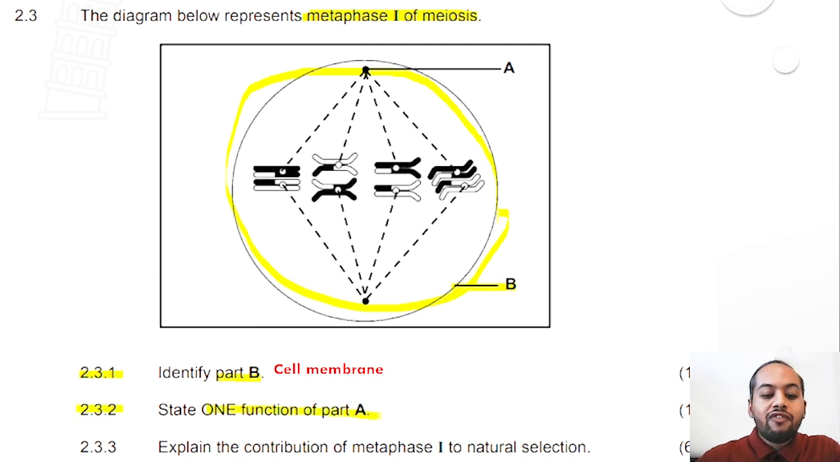2.3.2, state one function of part A. Part A is pointing to the dotted shaped structure on the outside that's holding the spindle fibers in place. So therefore the function would simply be that it produces the spindle fibers and it holds the spindle fibers in place.